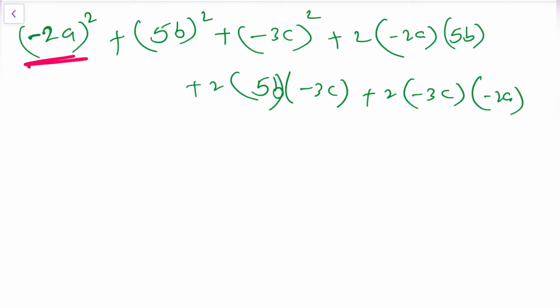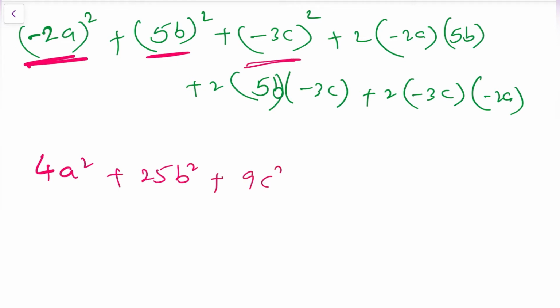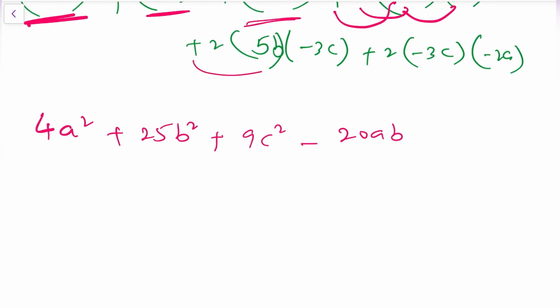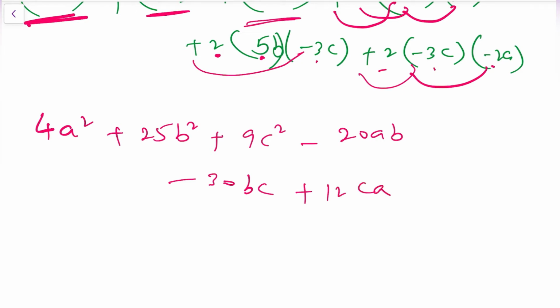(Minus 2a) whole square, 4a square, plus (5b) whole square, 25b square, plus (minus 3c) whole square, 9c square, plus 2 into minus, minus 2 5s are 10... actually minus 2 2s are 4, 4 5s are 20, minus 20ab, plus minus 2 5s are 10, 10 3s are 30, plus 30bc, plus minus into minus is plus, 2 3s are 6, 6 2s are 12ca. So this is the final answer.